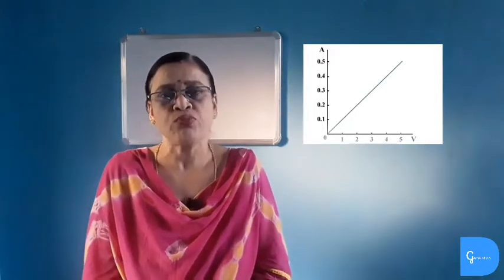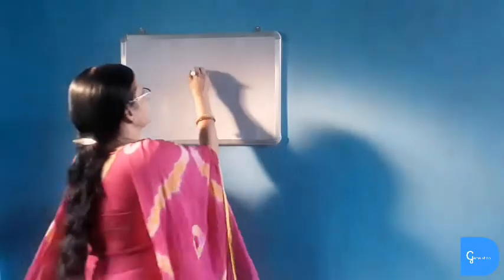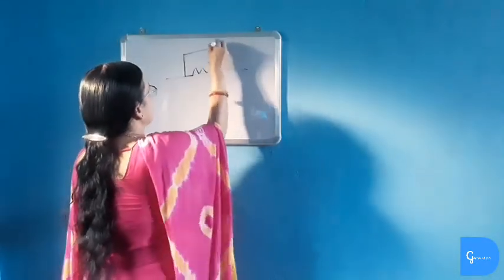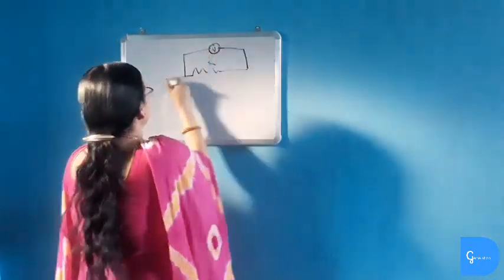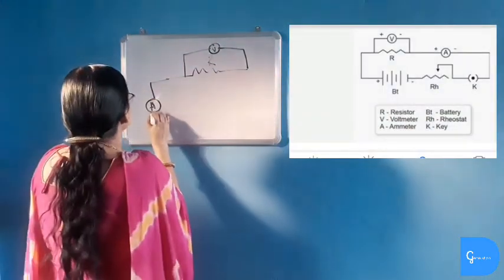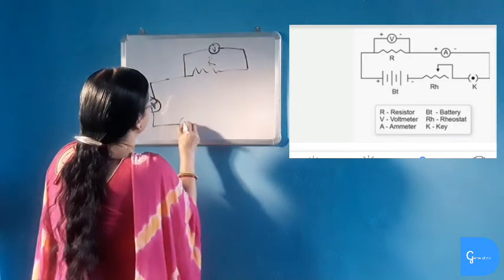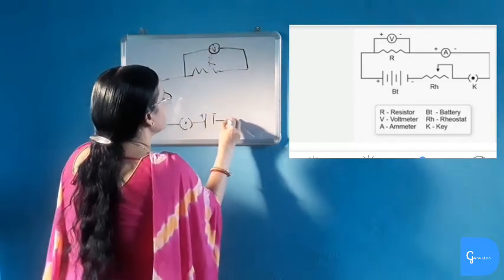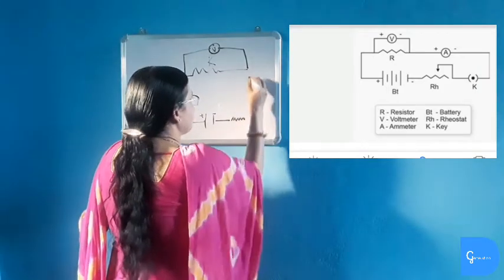To verify Ohm's law in the laboratory, we will take a resistance wire R and place a voltmeter parallel to it. Here we will place an ammeter in series which will read the current in the circuit. Here we will place the switch, here the battery, and here we will place the rheostat.